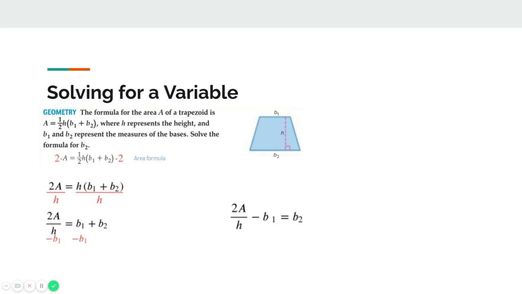Now we've got b2 all by itself on the equal sign. We're officially done. So there's your formula. If you need to find the second base of a trapezoid, you need to do 2 times the area of it, divided by its height, minus the base on top.